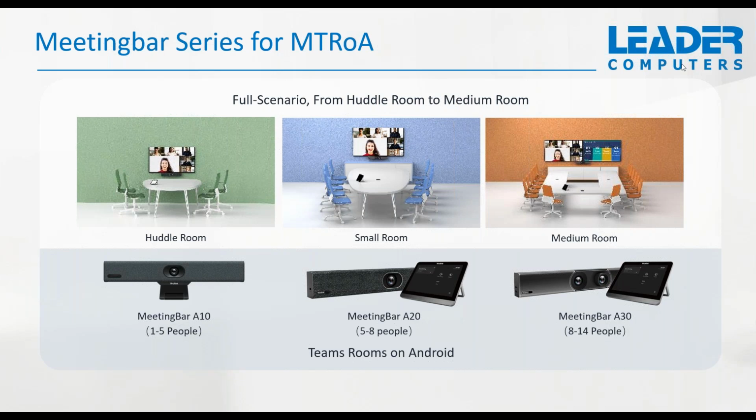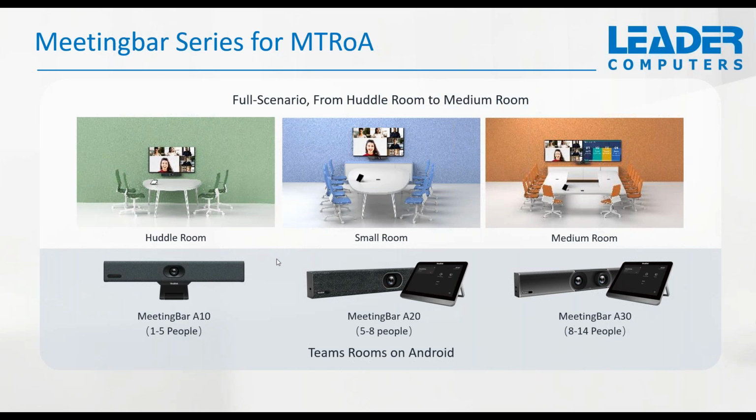And you'll find the Android-based solutions are always an all-in-one solution, an all-in-one bar where you've got the microphone, the speaker, and the camera all in one kit. Now, in terms of room sizes, the Android devices are normally the small to medium room size devices. So we've got the A10, which is your huddle room solution, the A20, which is your smaller room solution, and then the A30 being the medium room solution.